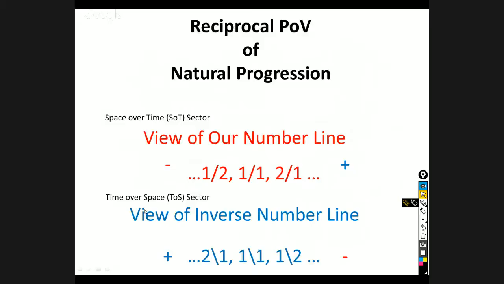But then when we go to the other view from the other side, where time over space, or the TOS sector we call it, we get a view of the inverse number line. Now our negatives are, and see, we've written them like you would see them in the inverse. So 1 over 2, where we're getting smaller than 1 or lower than unit speed in the negative direction, is now going to our right, and increasing in the positive direction is now going to our left.